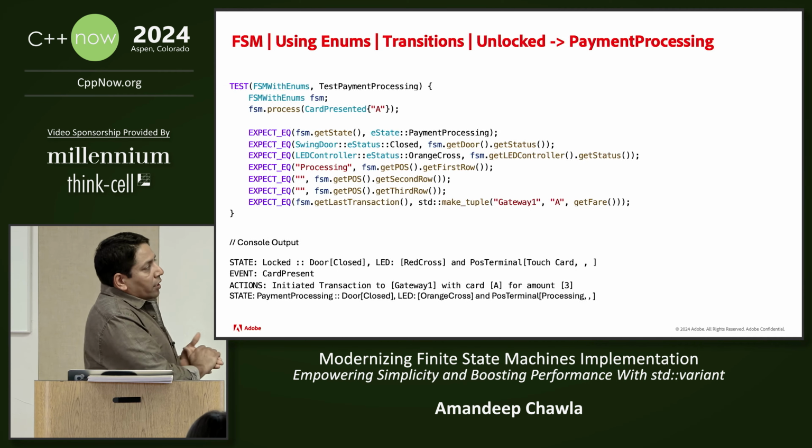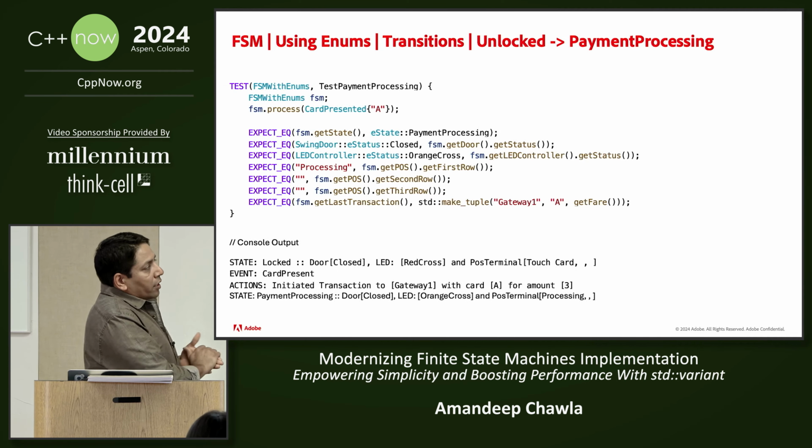So we start with the lot state. I'm expecting that the initial state has to be payment processing, and I'm also making sure all the external devices are in the right state, and then I'm sending the event. So this is the test payment processing, where we just present the card. On the second line in the test, we have FSM.process, so we generate that event, and we are making sure that we are in the right state with the right devices. Each device is in the right state.